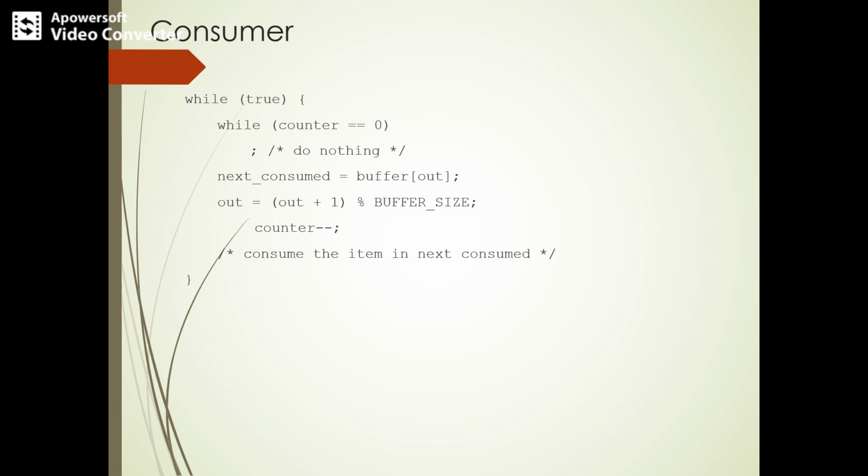And the counter will be decremented each time. This counter value says that one item is being consumed. That's why the counter is decremented. Counter is decremented, and at some point of time it reaches 0, where there is no item available to consume. Okay, so this is all about the producer and consumer code.